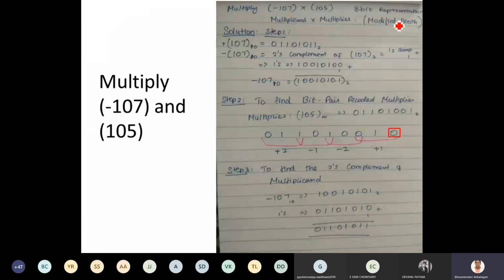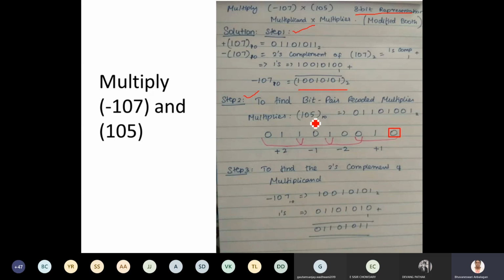Let me give you another example so that you will get more clarity. I'm going to multiply -107 and 105. The first step is 107. It is a decimal number, so it is of base 10. I am writing its binary equivalent. I'm going to make use of 8-bit representation. So -107 means what? I have to take the 2's complement of +107. So -107 is going to be this binary value. The first step is over.